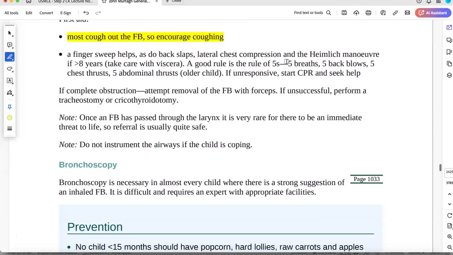Sometimes we can do the Heimlich maneuver if the child is more than 8 years. So lots of things can be done. If it is complete obstruction, then you have to remove the foreign body with forceps. If still unsuccessful, maybe the child might even need a tracheostomy or cricothyroidotomy.